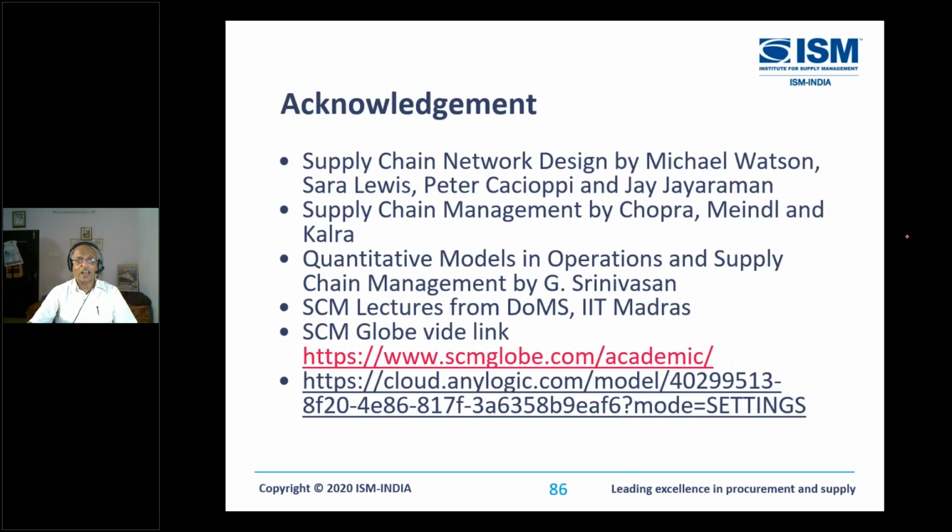And acknowledgement. This first one is one of the best books I have ever seen so far, and Supply Chain Management by Chopra. And G. Srinivasan was my head of the department in IIT Madras, and I have got a lot of lectures from SCM, IIT Madras. Then I've given Global Link also, SCM Globe, as well as AnyLogic.